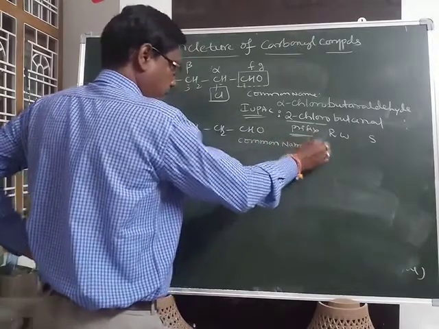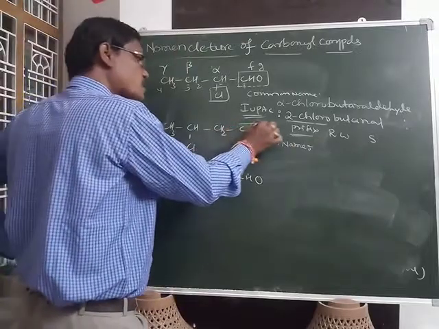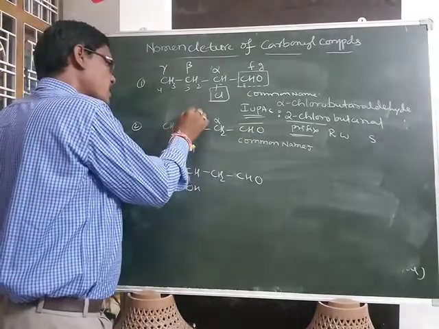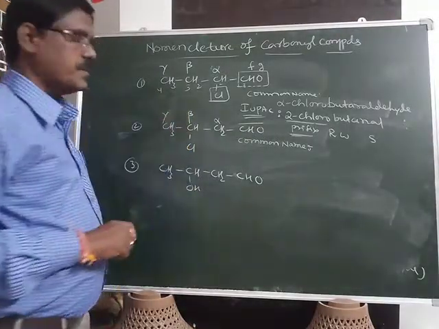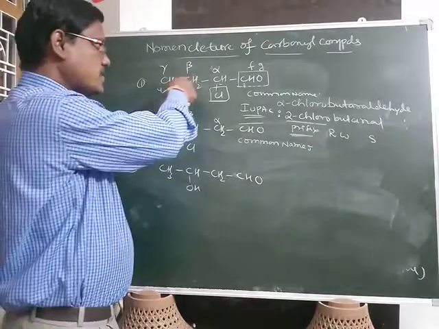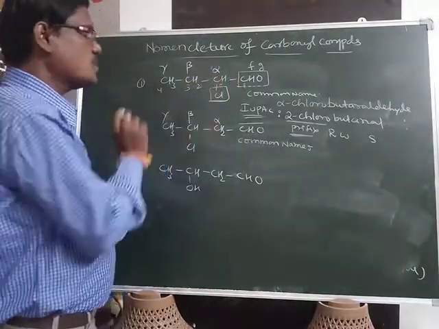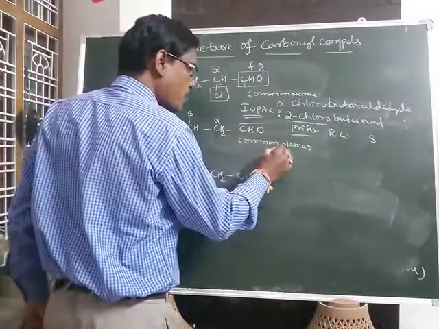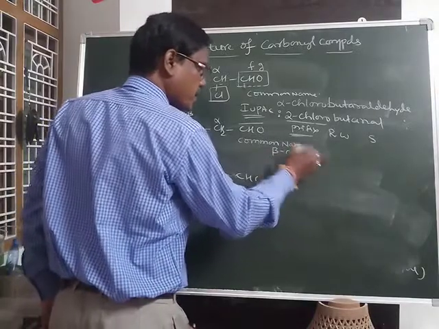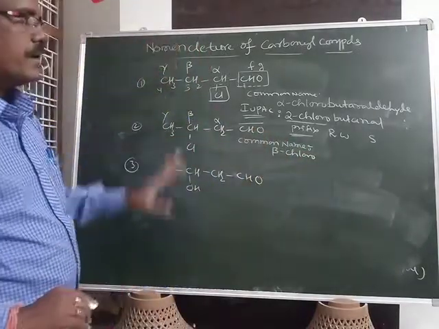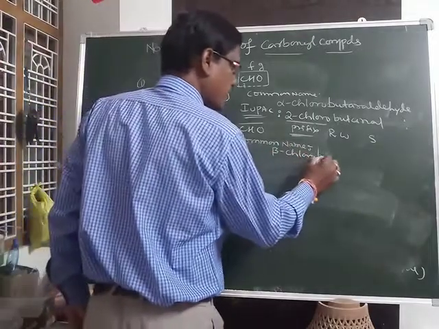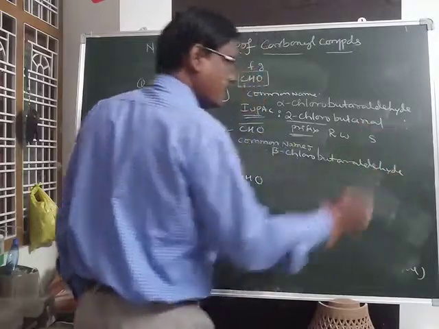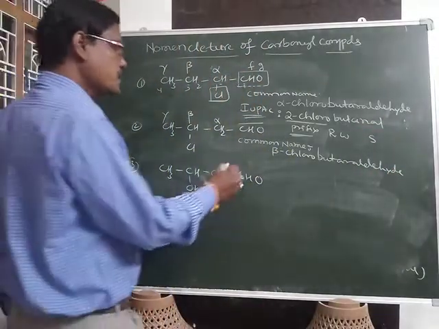Common name, similar to this one, and this is the functional group. After the functional group, the carbon is alpha carbon, the next carbon is beta carbon, and the last carbon is gamma carbon. Similar explanation based on this one. Here it is not alpha carbon but beta carbon, that's why beta chloro. This is completed, the remaining part is the same, and that's why it's known as butyraldehyde.